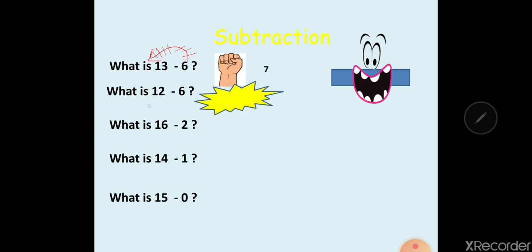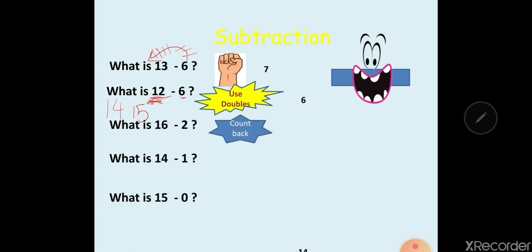Okay, now I have 12 minus 6. What are this 6 and 12? Yes, they are doubles. Don't think immediately. The other one will be 6. Now 16 minus 2. It's only 2 steps, 2 steps to the back. What is before 16? 15. 14. Amazing. So the answer is 14.